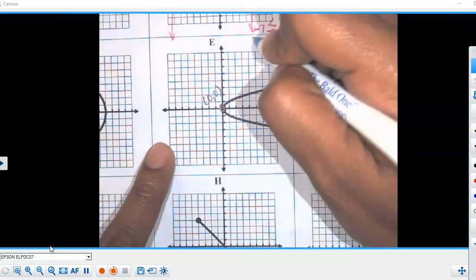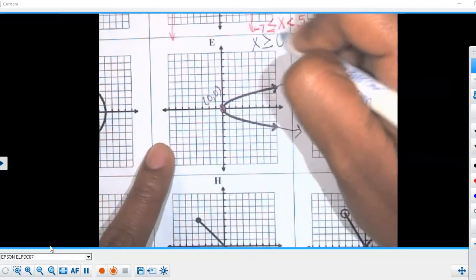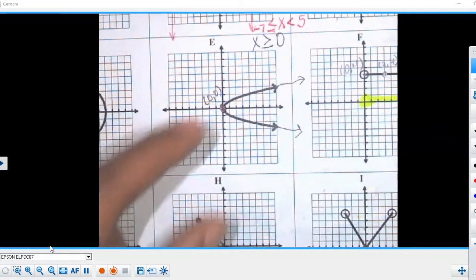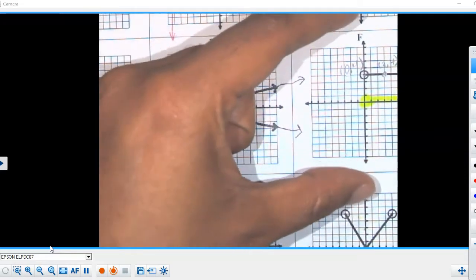So the domain is x greater than or equal to 0. All my x values are greater than 0. I mean, if I keep going, I can get to 100, 1,000, 1,000,000.